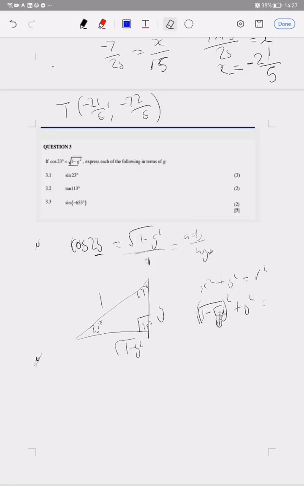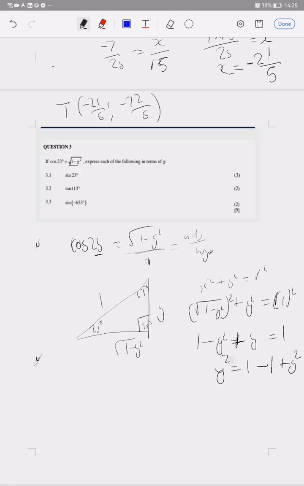Let me erase because something is a mess now. All right, so we are saying it is square root of 1 minus g squared, plus y squared, is equal to 1 squared. Therefore, 1 minus g squared plus y squared is equal to 1. All right, then I transpose everything to the other side, so I'll have y squared is equal to 1 minus 1 plus g squared. Right, so y squared is equal to g squared.